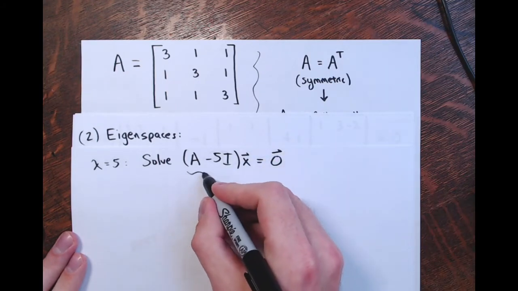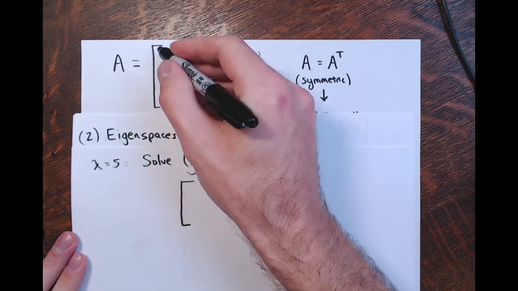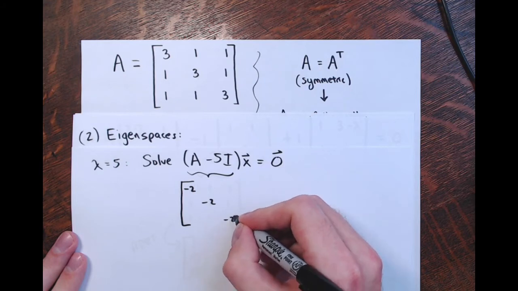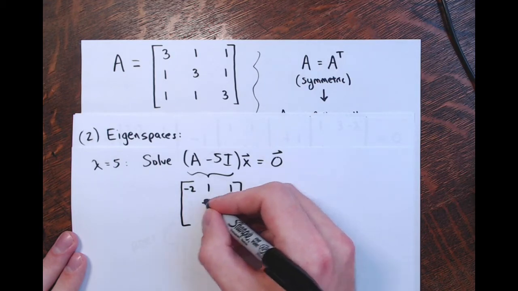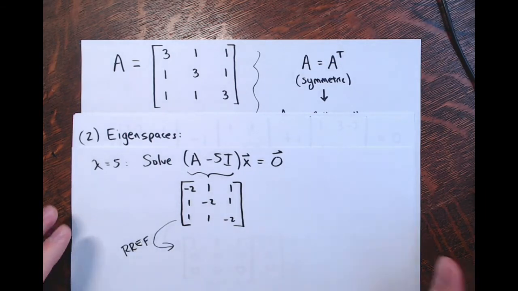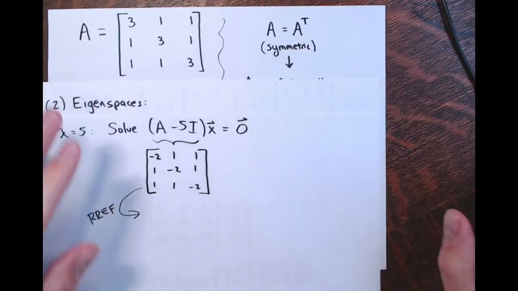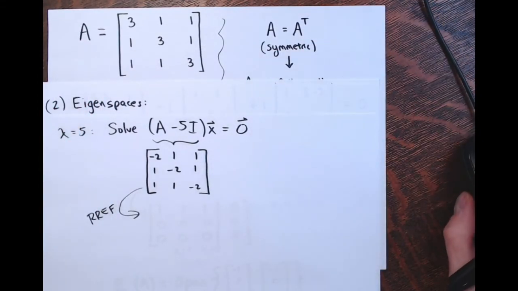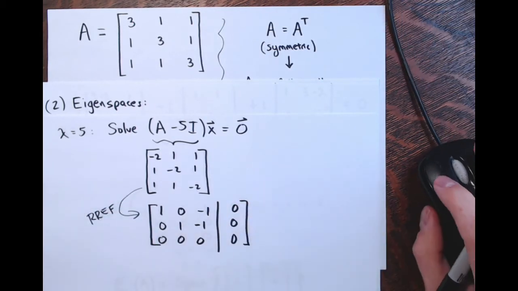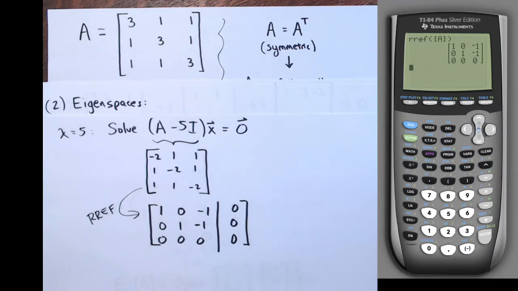So what does A minus 5I look like? Well, it's just subtracting 5 down the main diagonal. So -2 here, -2 there, -2 there, and 1's everywhere else. I'll have the calculator do this one, put this into reduced row echelon form. I'll pop that right up on the screen for you. Alright, so you see my reduced row echelon form pop up here. It's coming from a calculator. I put this 3x3 matrix into the calculator and did reduced row echelon form.